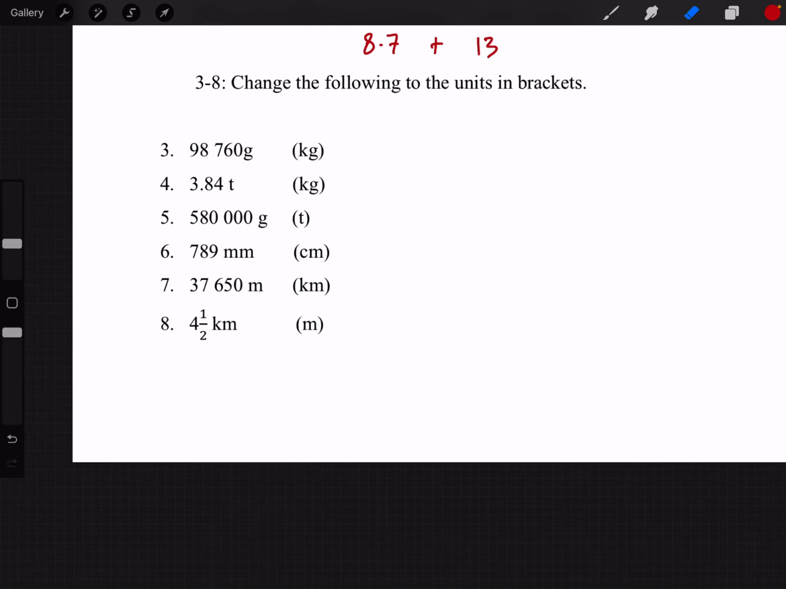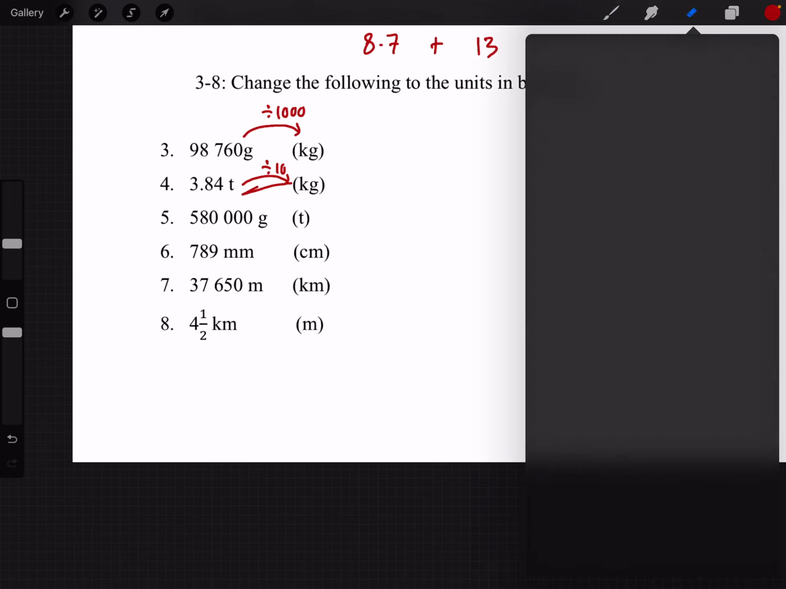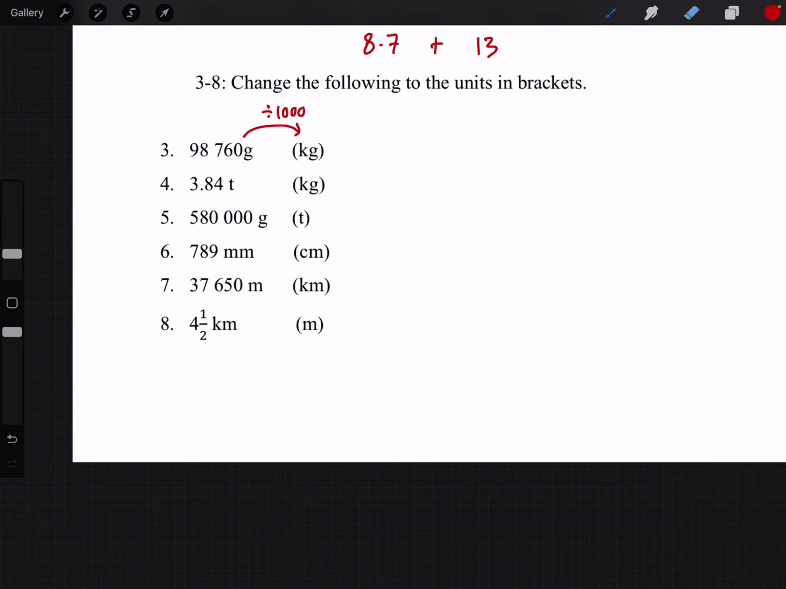Next one, change the following to the units in the brackets. If you want to go from grams to kilograms, you divide it by 1,000. From tons to kilograms, you divide it by 1,000. Hold on, no, my bad. From tons to kilograms, you times it by 1,000. From grams to tons, you divide it by a million. From millimeters to centimeters, you divide it by 10. This one, you divide it by 1,000. And this one, you times it by 1,000.